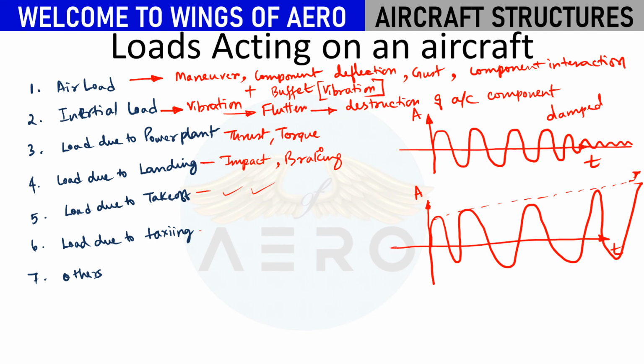Taxiing means when the aircraft is moved from the ATC center to the destination of the takeoff. So it depends on the surface of the road, whether there is any bump or any turning. If the surface finishing of the runway is not sufficient, it will give a jerk to the aircraft. So that kind of loads will be acting due to the path of taxiing.